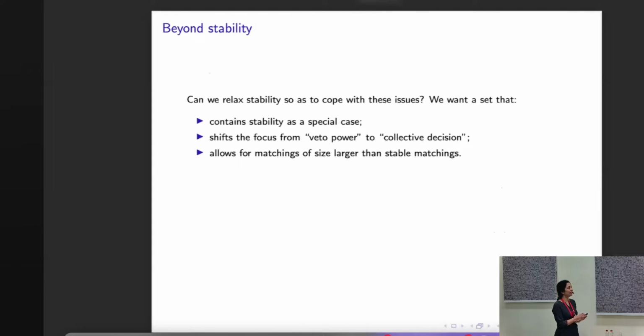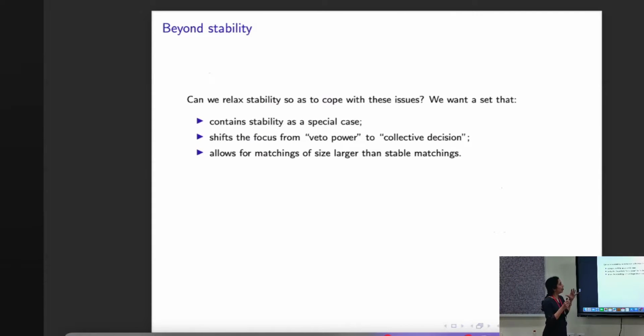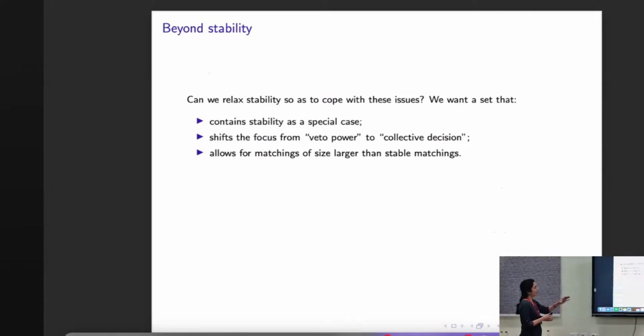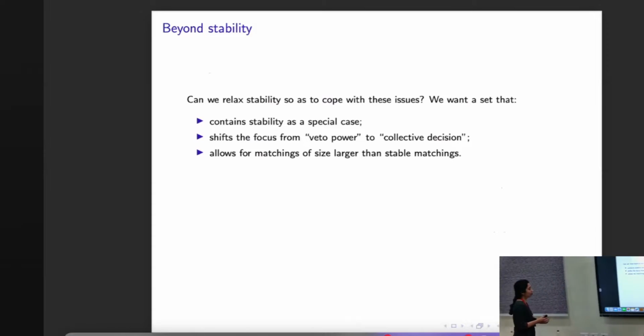So can we relax stability so as to deal with these issues? So what is it that we desire? We want to say, let's have a larger set of feasible matchings so that all stable matchings for sure are there in the set, and we also have larger cardinality matchings in the set.